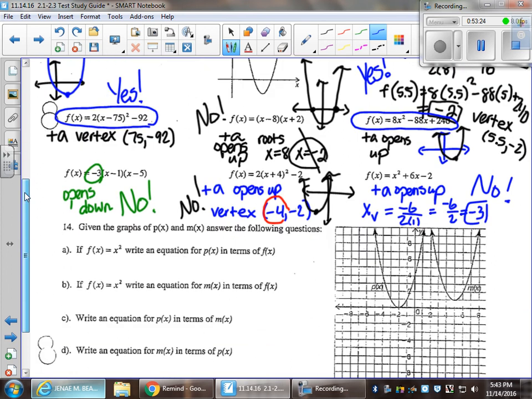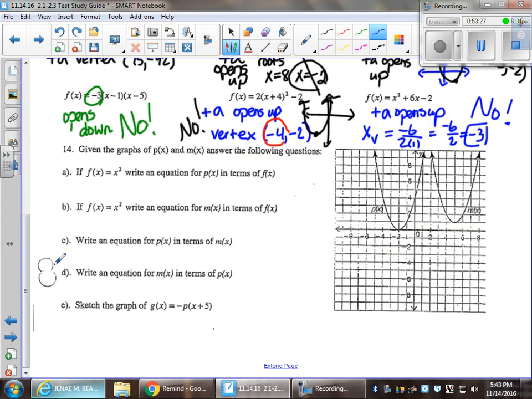Let's talk about 14, transformations. If you don't have colored highlighters, let's get some colored highlighters out. Given the graph of P of x and M of x, so I will choose to make P of x green and M of x is going to be blue. Here's P of x and M of x. Oops, too thick.